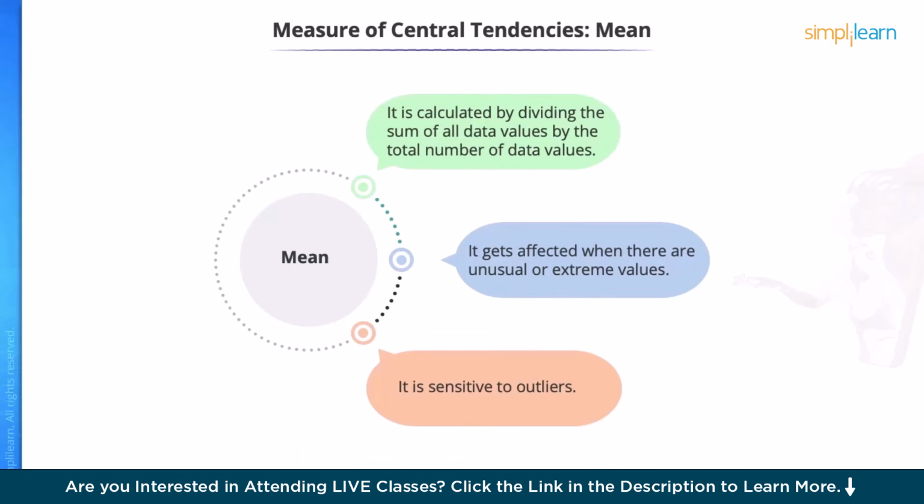Mean. Mean is calculated by dividing the sum of all data values by the total number of data values. It gets affected when there are unusual or extreme values. It is sensitive to the outliers.